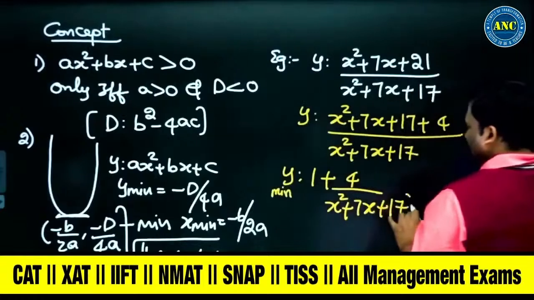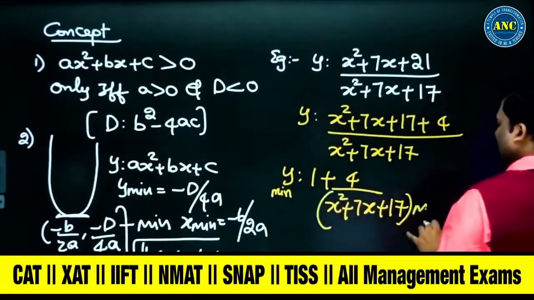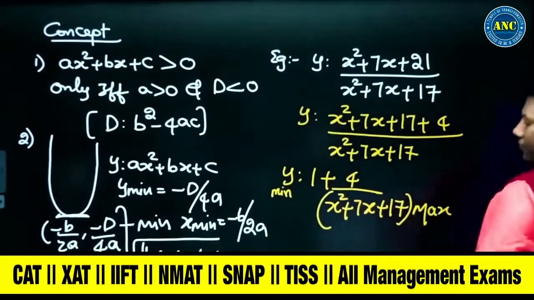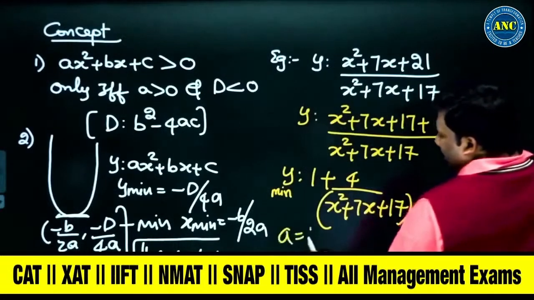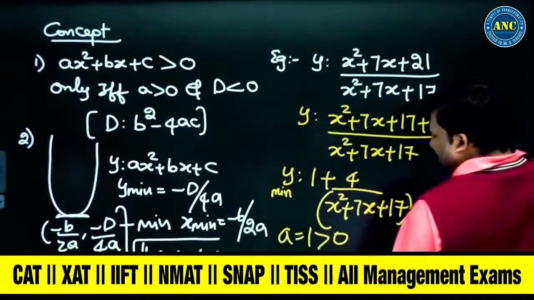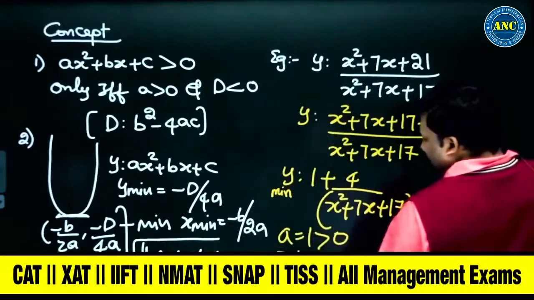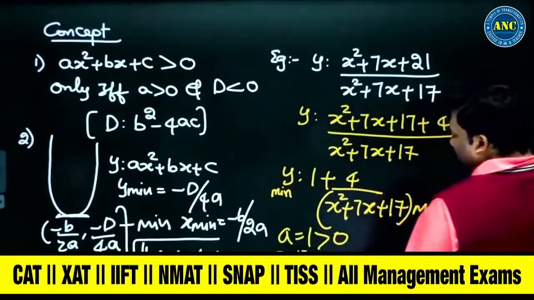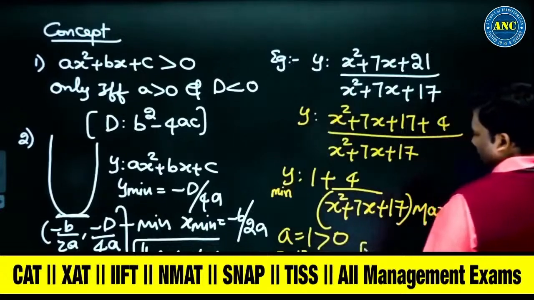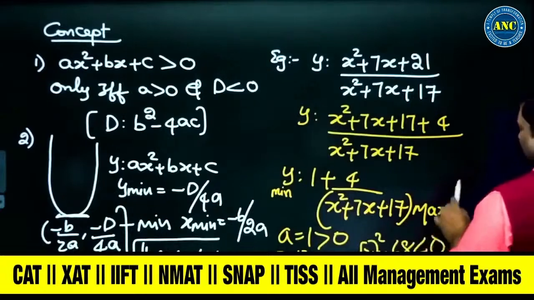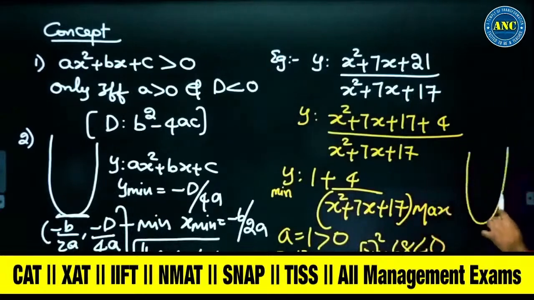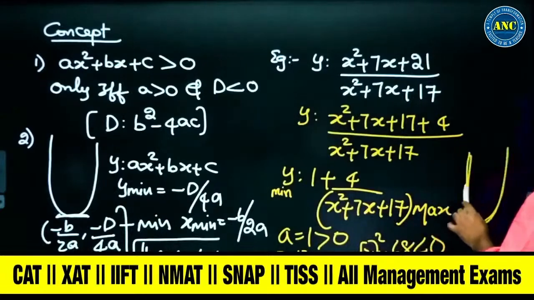the denominator is present, so the denominator will be at its maximum value. The coefficient of x square, a, is 1, greater than 0. Discriminant b square minus 4ac: 7 square minus 68 is less than 0. That means the graph is shooting upwards.